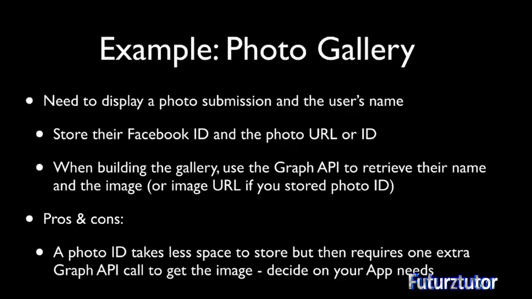We can save the photo URL, or alternatively, if the photo is stored on Facebook, we can save the ID of the photo object. We can then use the Graph API to retrieve the user's name and to retrieve the link URL for the image if we stored the photo ID, and display the latest up-to-date information. There are pros and cons to this approach. Obviously, a photo ID takes less space to store than a URL, but you do require one extra Graph API call to pull out the information.